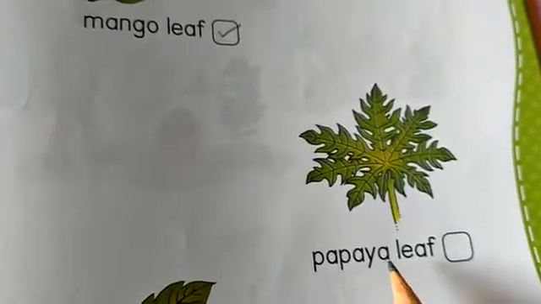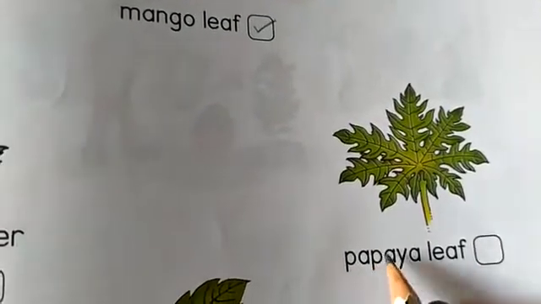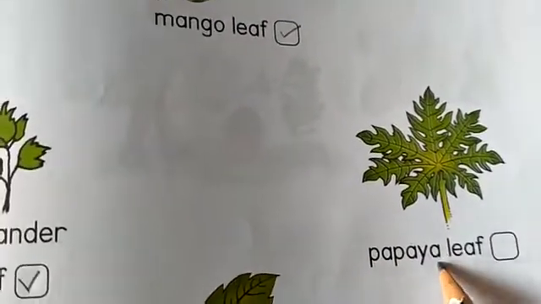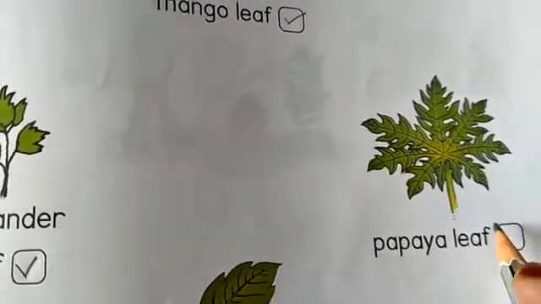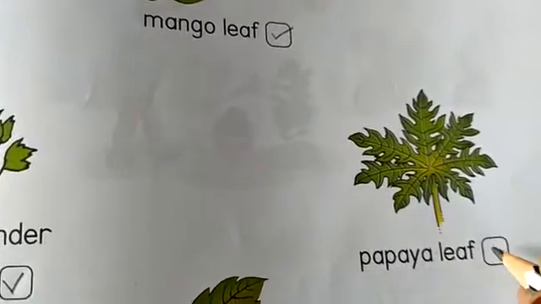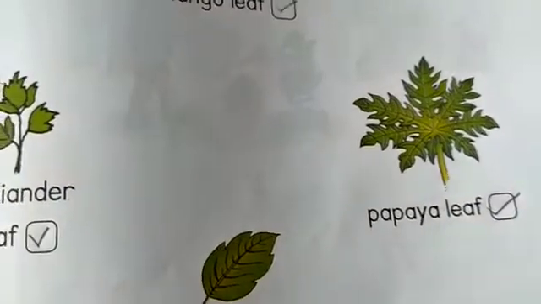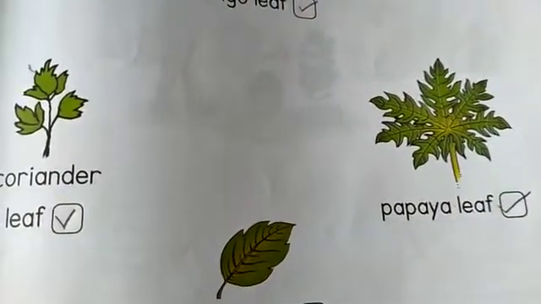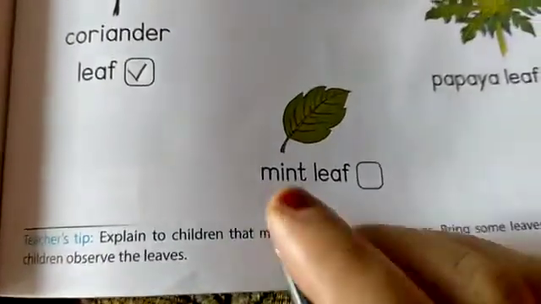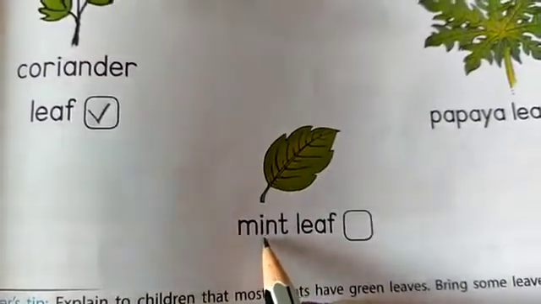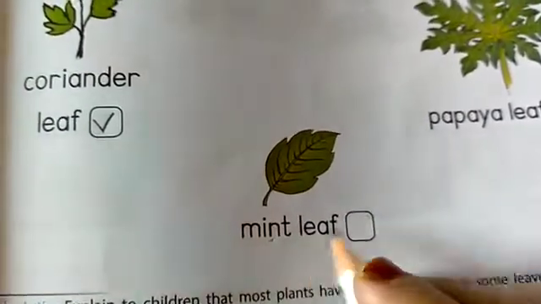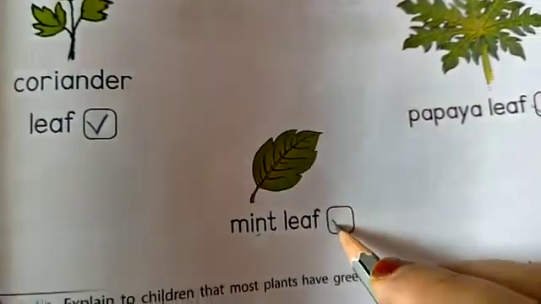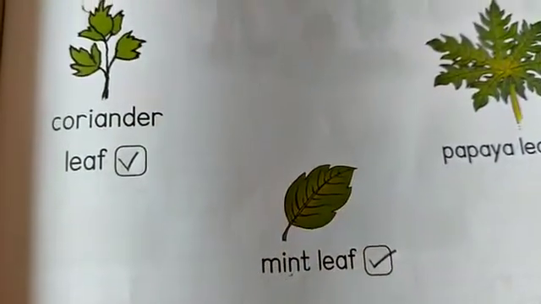Next one is papaya leaf. P-A-P-A-Y-A. L-E-A-F. Leaf. Papaya leaf. If you have seen it, then you have to put here right mark, otherwise left as it is. Last one is mint leaf. M-I-N-T. L-E-A-F. Mint leaf. If you have seen it, then you have to put here right mark, otherwise left as it is.